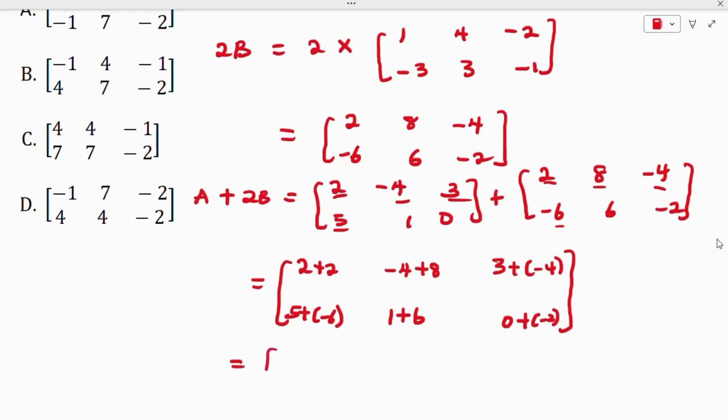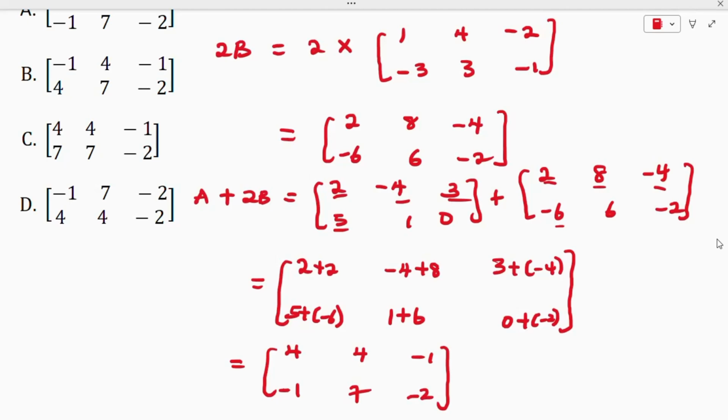So this is equal to 2 plus 2 is 4. Negative 4 plus 8 is going to give us 4. 3 plus minus 4 is the same thing as 3 minus 4, which is going to give us negative 1. 5 plus minus 6 is going to give us negative 1. 1 plus 6 is 7. 0 plus minus 2 is going to give us minus 2. So we have this to be our answer.